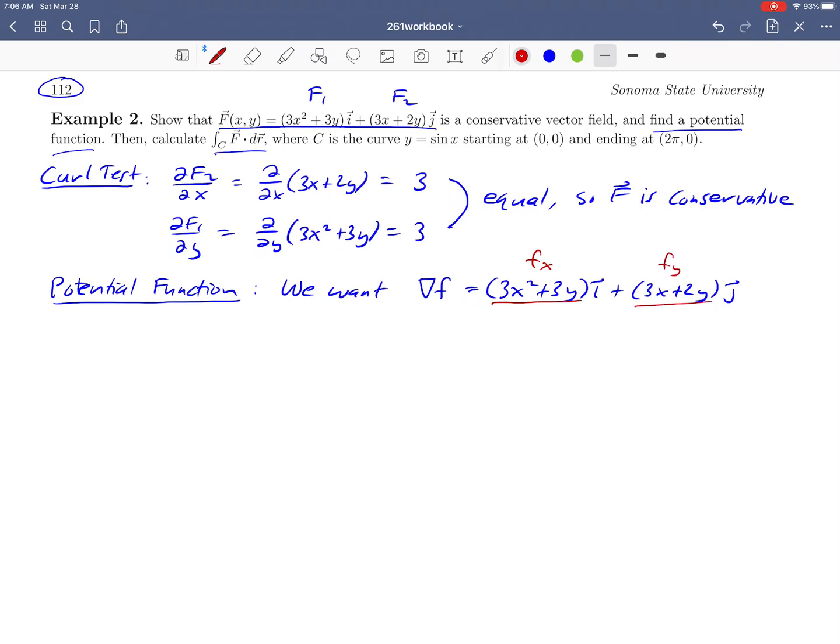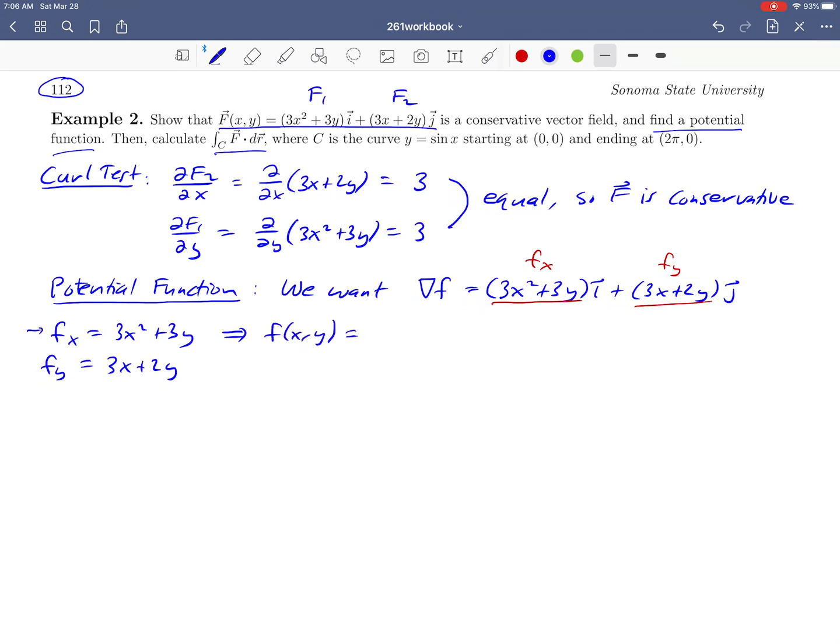All right, well, for that to be true, we need the first component to be equal to the derivative of little f with respect to x, and we need the second component to be the derivative with respect to y. So that gives us a starting point that looks like this. Fx is going to have to equal 3x squared plus 3y, our first component, and fy is going to be 3x plus 2y, our second component. And the question then is, how do we get from those partial derivatives back to a function?